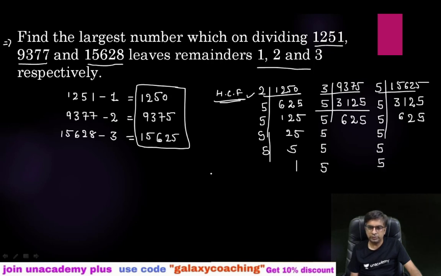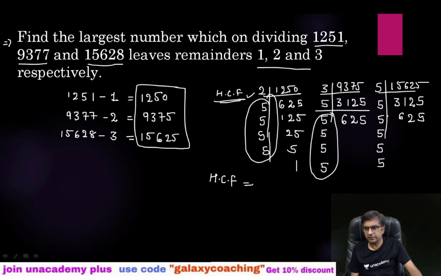Now you need the highest common factor between all these numbers. You can see 4 times 5 here, 4 times 5 here and 4 times 5 here. So the HCF will be 625, that is 5 into 5 into 5 into 5. So this is the largest number which on dividing 1251, 9377 and 15628 leaves the remainders 1, 2 and 3. If you want to check, you can check also, guys.